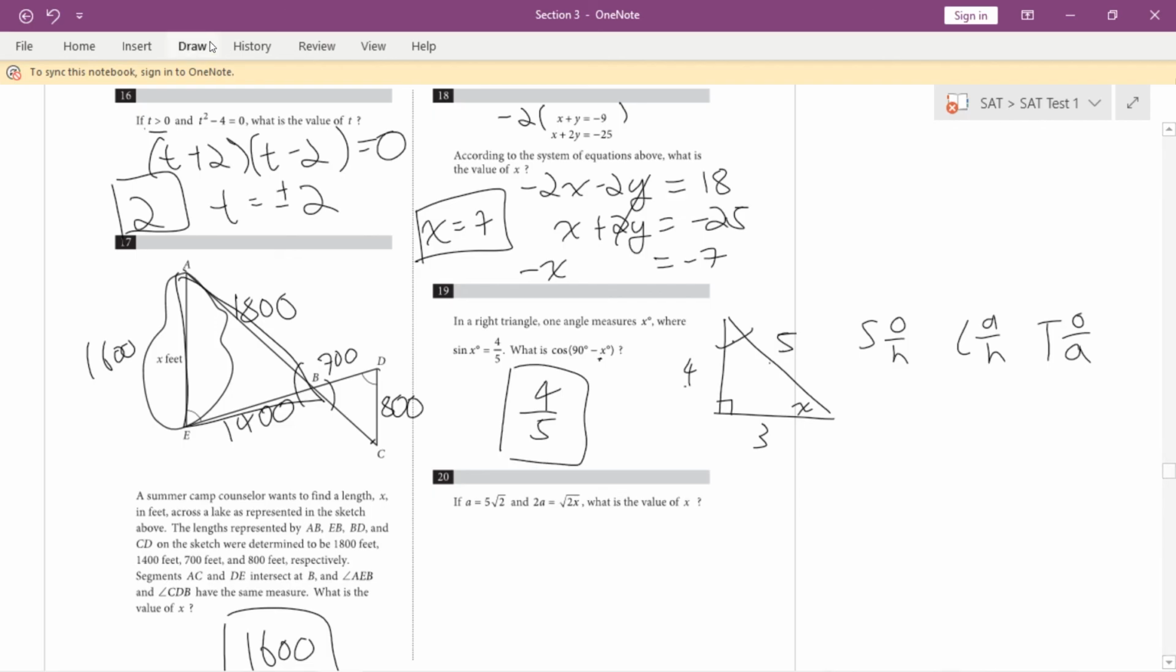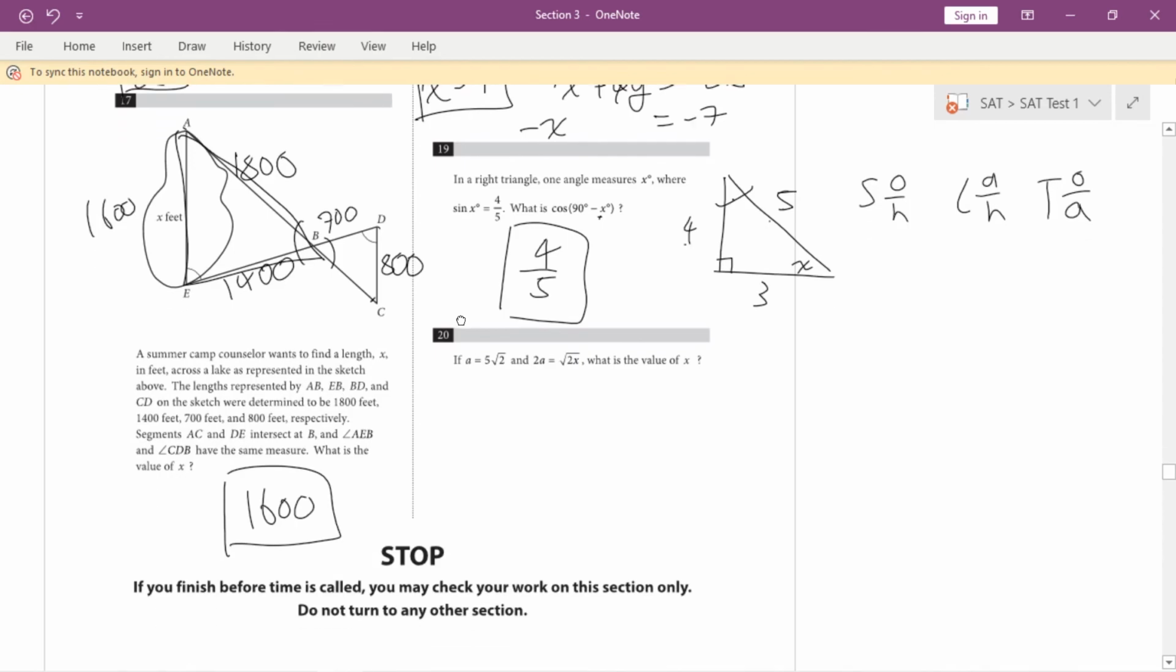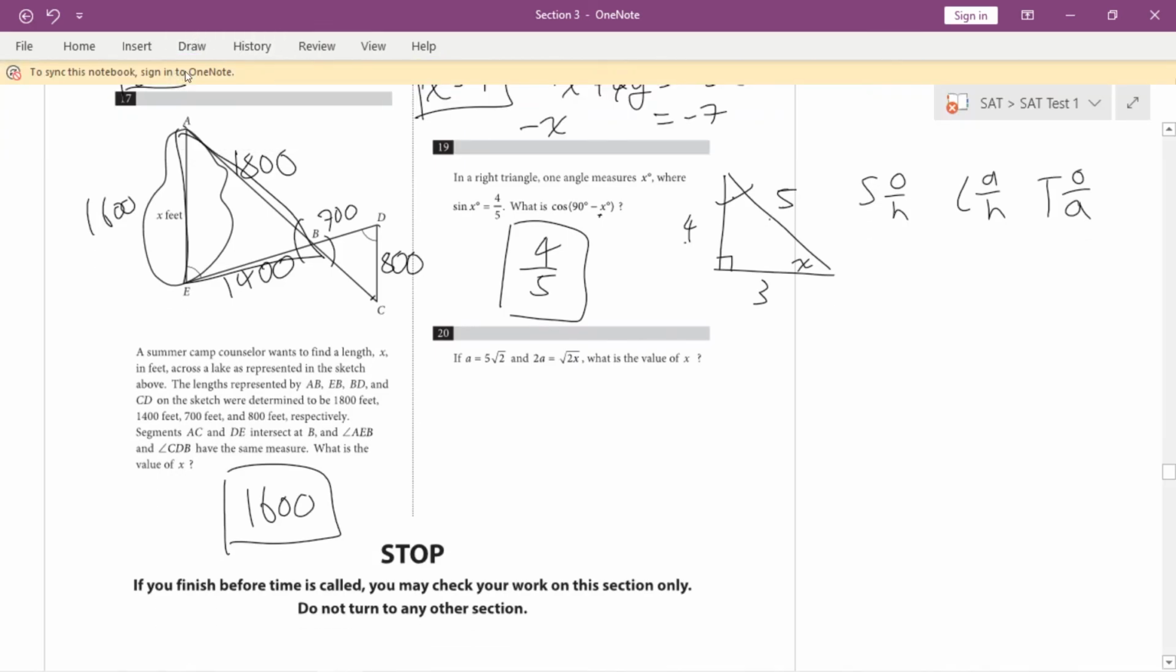Let's take a look at number 20. Number 20 says, if a is equal to 5 radical 2 and 2a is equal to radical 2 times x, what is the value of x? So let's see. They tell me 2a is radical 2 times x. So I'm going to set that equal to double 5 radical 2. I'll just solve for x. So if I do that, I get 10 radical 2. And then I get radical 2 times x.